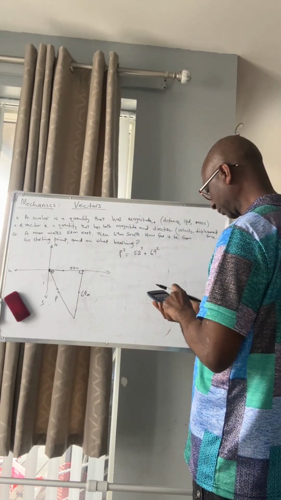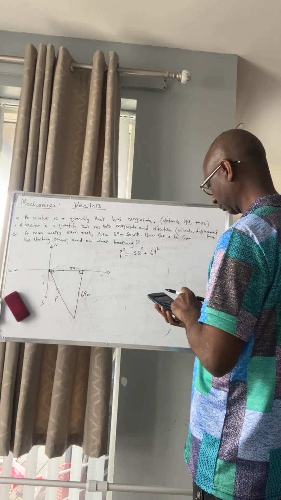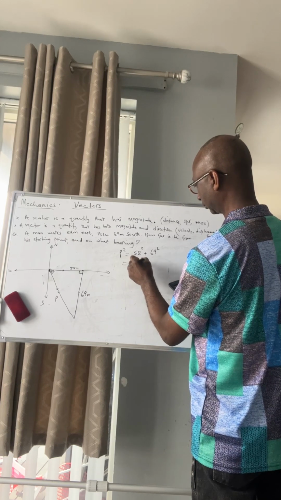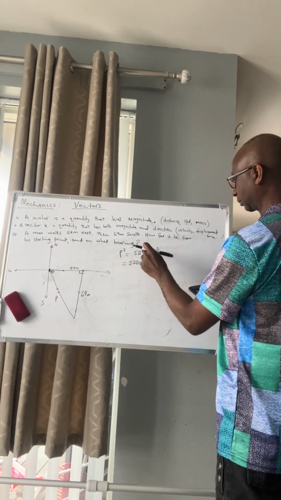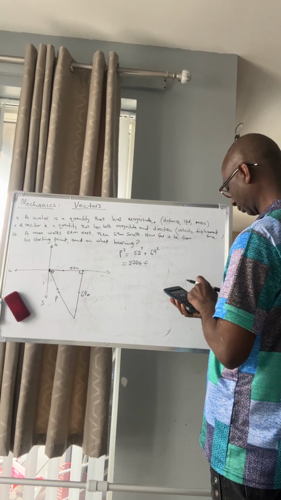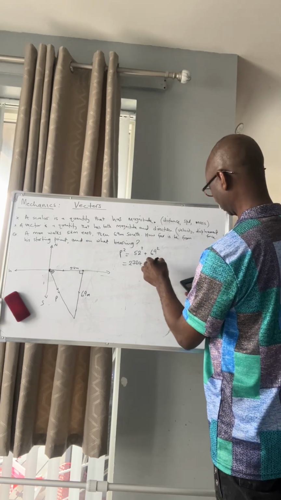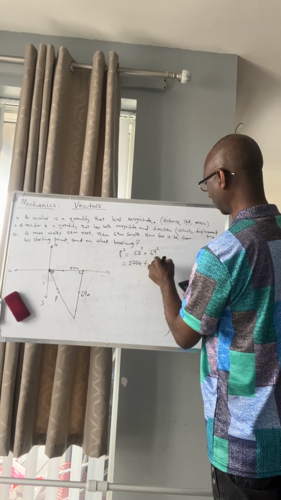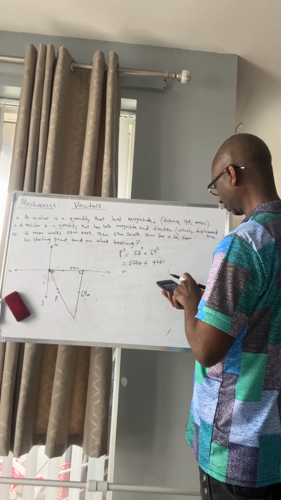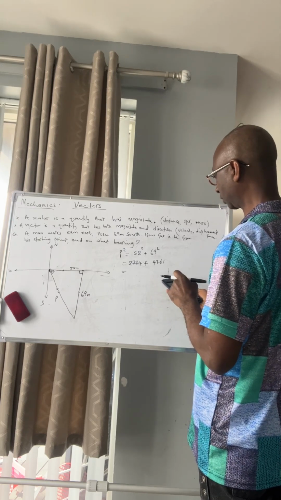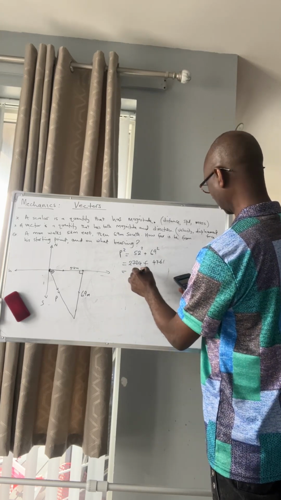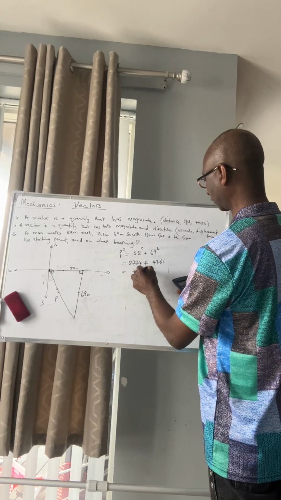We have 52 squared, which is 2704, plus 69 squared, 4761. Adding those two will give you 7465.